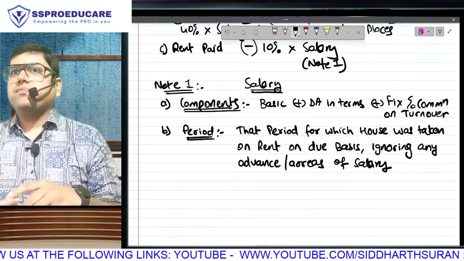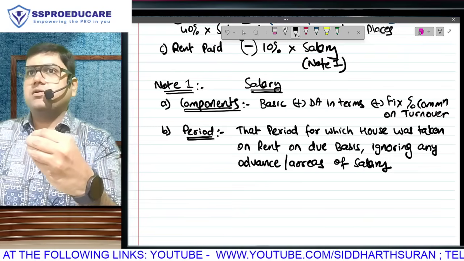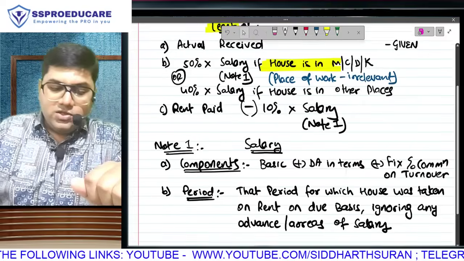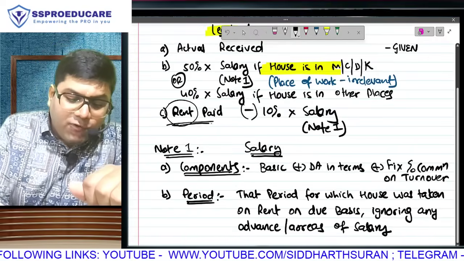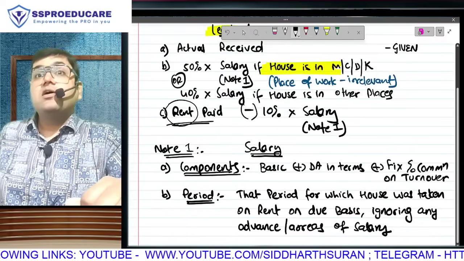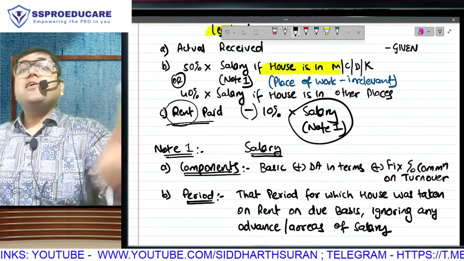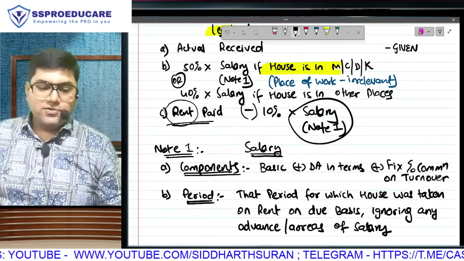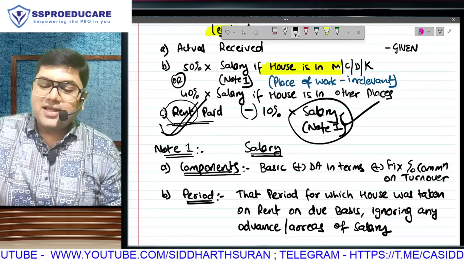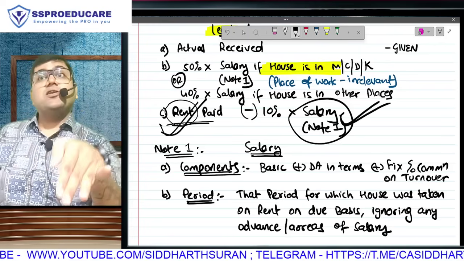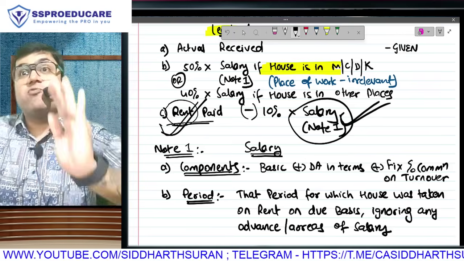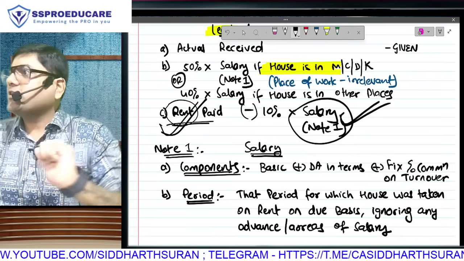You are receiving HRA. What are you doing with the HRA money? Paying rent. For whichever period you have paid rent, you take the salary of that period. Supposing you pay rent for the full year, so this is the rent of the full year. Then take the salary of the full year, and obviously for the full year we will take basic, DA in terms and percentage commission. What to take, we are clear. We are just focusing on the period.